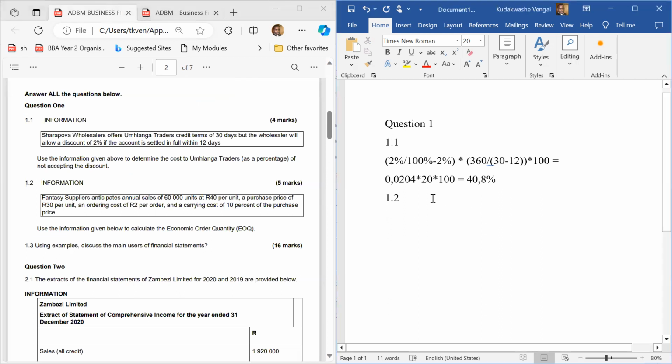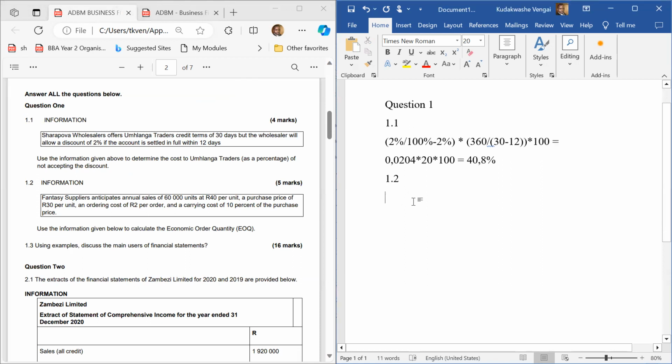All right. So let's see. EOQ is going to be equal to the square root of, all right, square root of what? The annual sales is 60,000. 2 multiplied by 60,000, multiplied by the ordering cost. What was the ordering cost? 2 rand per order. All of that divided by the holding cost.